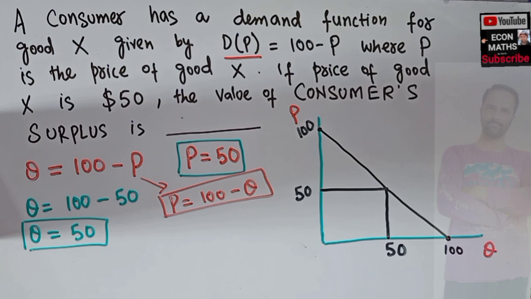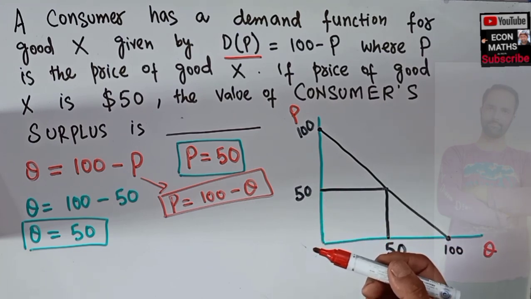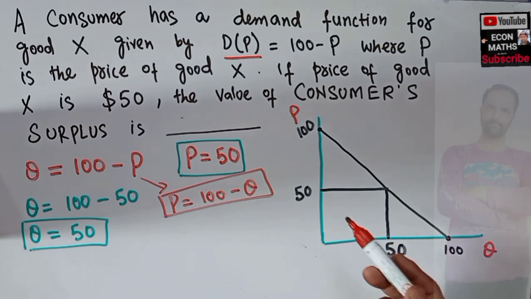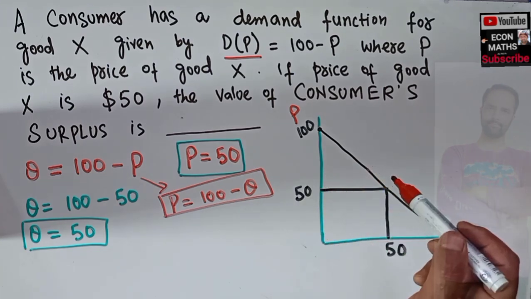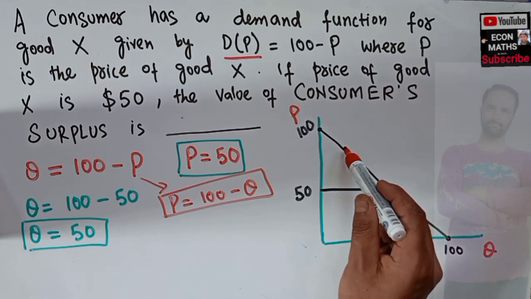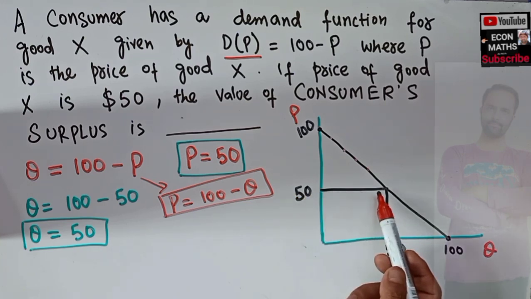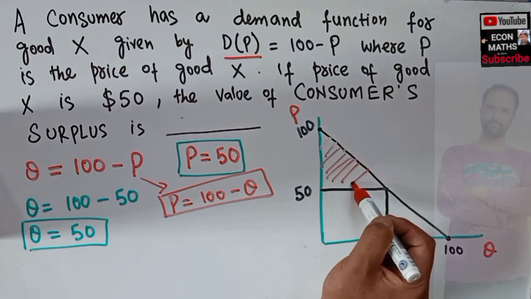Consumer surplus is simply the difference between the price that the consumer is willing to pay for a product and the price he actually pays for the product. So the market price is 50. There will be other consumers who would have been happy to pay a price more than 50. Some consumers will be happy to pay a price of 60 or 70 or 80 or 90 or 100. Since the equilibrium price or market price is 50, the area of this very triangle denotes the consumer surplus.